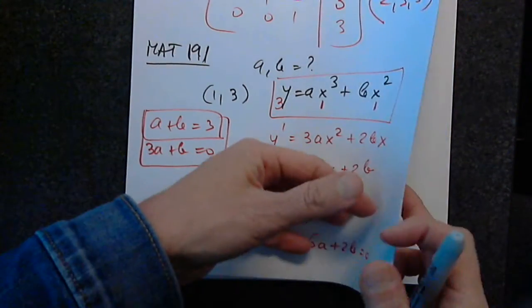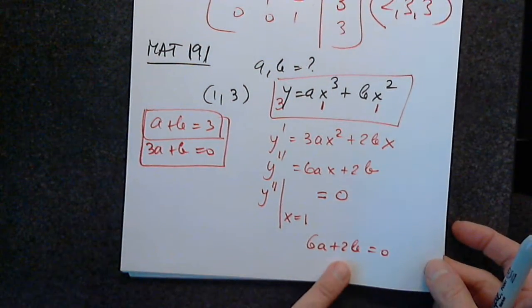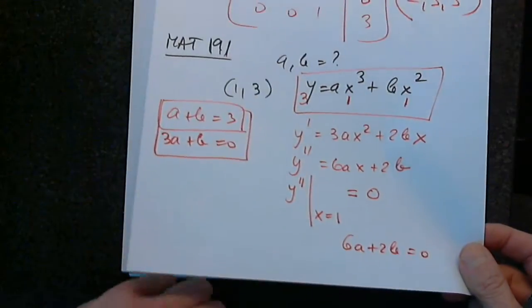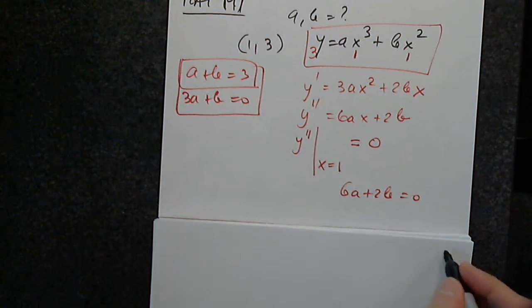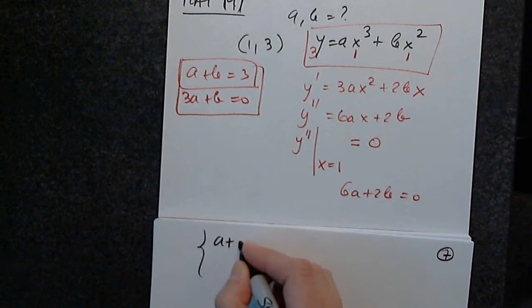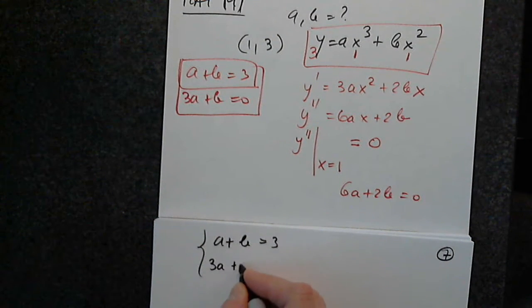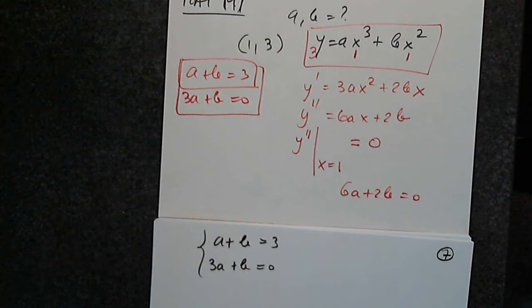I divided by 2. Now I have a question for Wendy. I want Wendy to tell us how to solve this system. You have 2 methods. Choose one. So it's a plus b equals 3 and 3a plus b equals 0. How will you solve it?